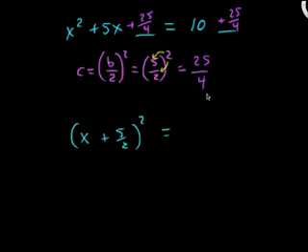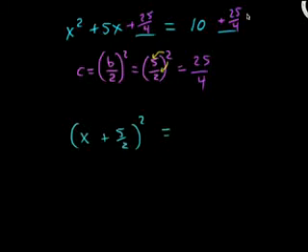By the way, the other place you could find it, if you didn't grab it there, is it's just going to be half of your b term. So 5 divided by 2, right? 5 halves. So that is not that bad to fast factor.